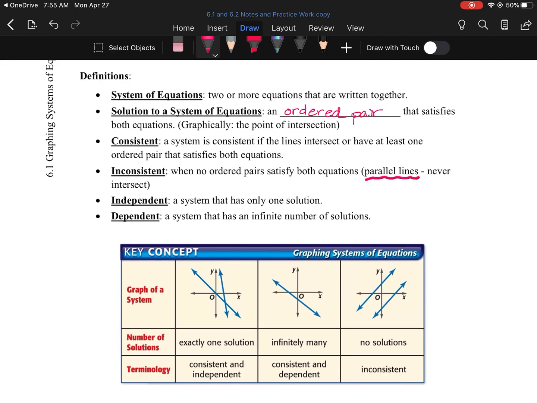So algebraically, if we were to substitute that ordered pair, x, y, back into both equations, we would get two true statements. However, if we substitute that ordered pair back in and it does not work for either of them, it's inconsistent. If it works for one of them but not both, it is also inconsistent because in order for it to be a solution, it has to work for both. It's independent if it has only one solution. And if it has infinitely many solutions, it's dependent. And we're going to see in just a moment what that looks like when it's dependent and has many solutions.